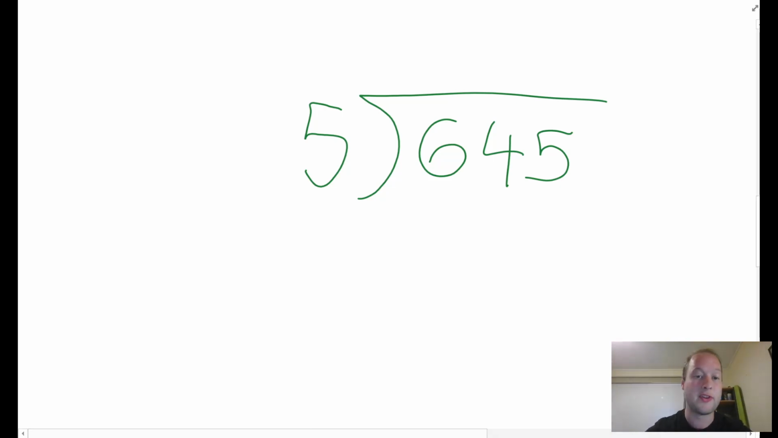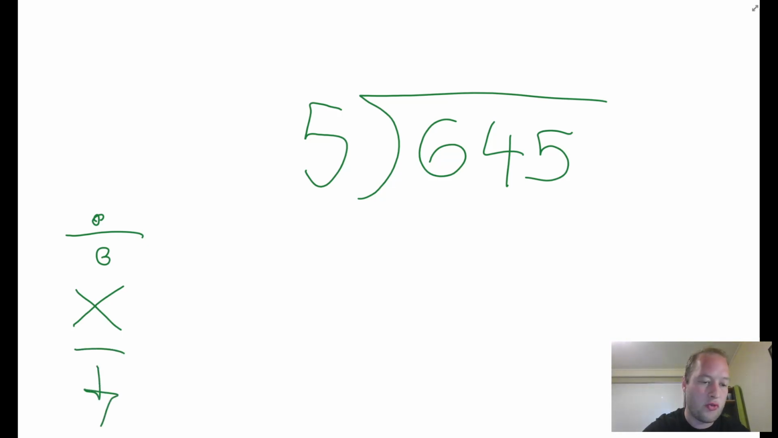Now, to do long division, it's always helpful to write these symbols on the side of your paper. We've got this symbol, which is our division symbol. We've got times, we've got subtract, and we've got a drop-down arrow. So these four things will help us know what to do at each step. So what do I mean by that?